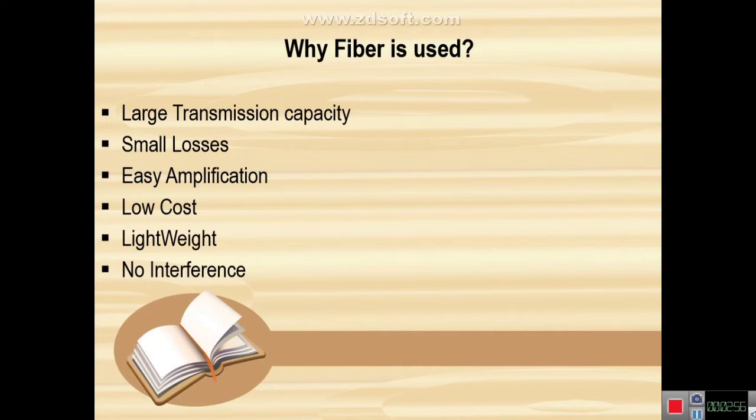Small losses. Approximately 0.2 decibel per kilometer of signal is lost for modern single-mode silica fiber, so that many tens of kilometers can be bridged without amplifying the signals. Easy amplification. A large number of channels can be re-amplified in a single fiber amplifier if required for very large transmission distances. Low cost. Due to the huge transmission rate achievable, the cost per transported bit can be extremely low.